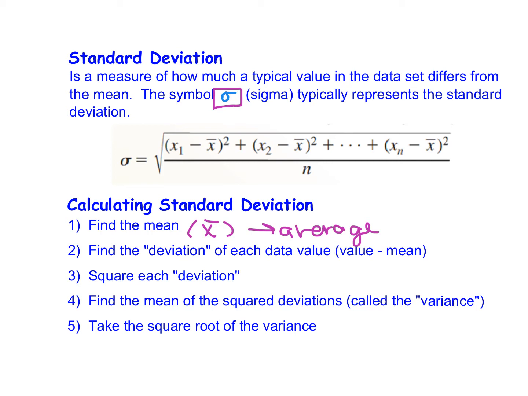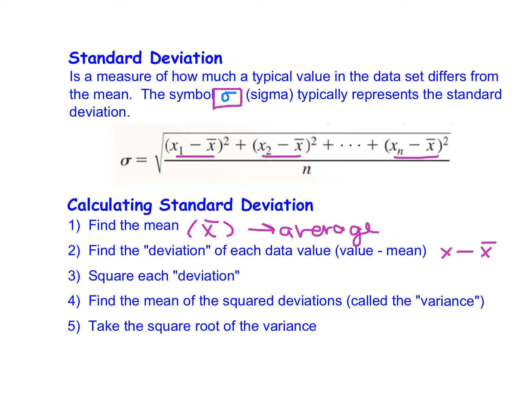Then from there, we're going to find the deviation, and deviation just pretty much means how far apart is everything. So you're going to take each value in your data set, and you're going to subtract the mean from it. You can see that right here. This is data point 1 minus the mean, data point 2 minus the mean, all the way through however many data points you have minus the mean.